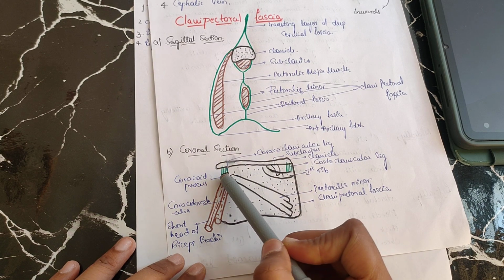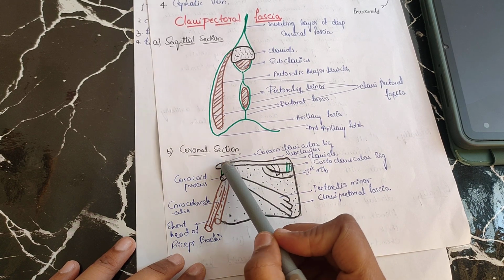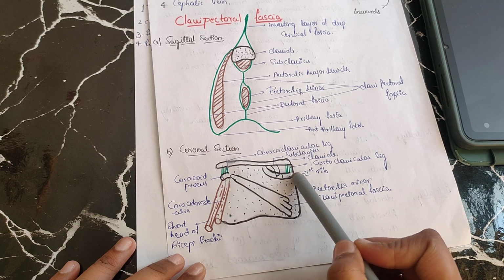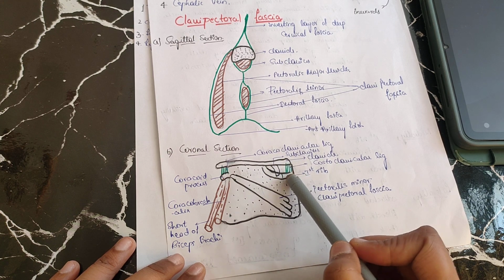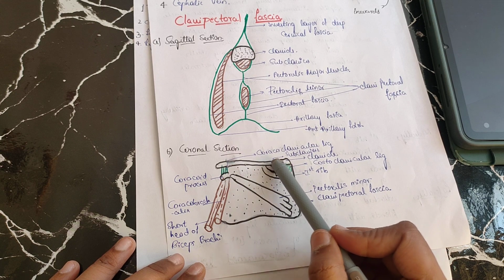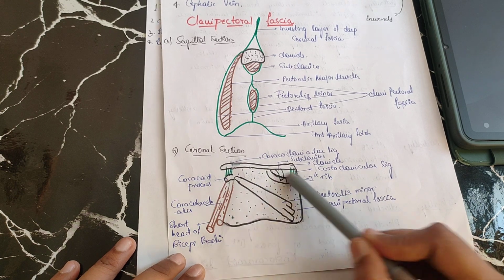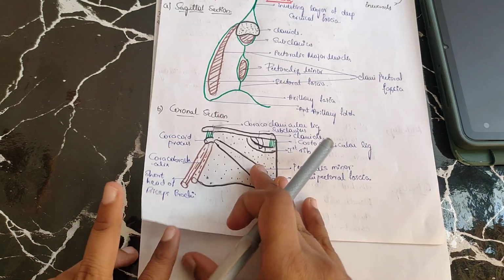The ligament between the coracoid process and clavicle will be coracoclavicular ligament, and the ligament between the first rib, that is the cartilage part of the first rib, and the clavicle will be costoclavicular ligament. And below the clavicle, this is the subclavius muscle, this is the first rib, this entire thing will be clavipectoral fascia. This is the sagittal section.